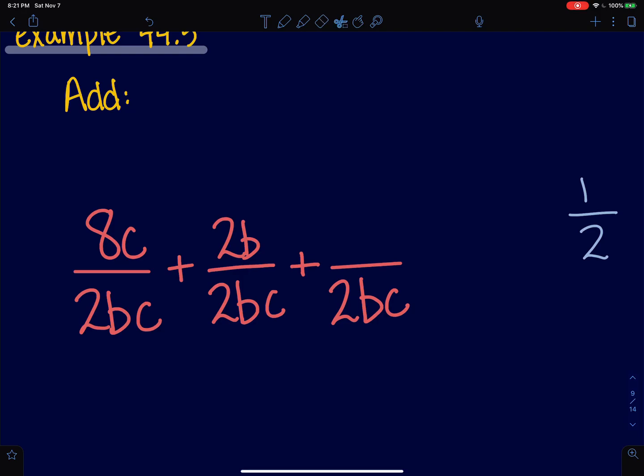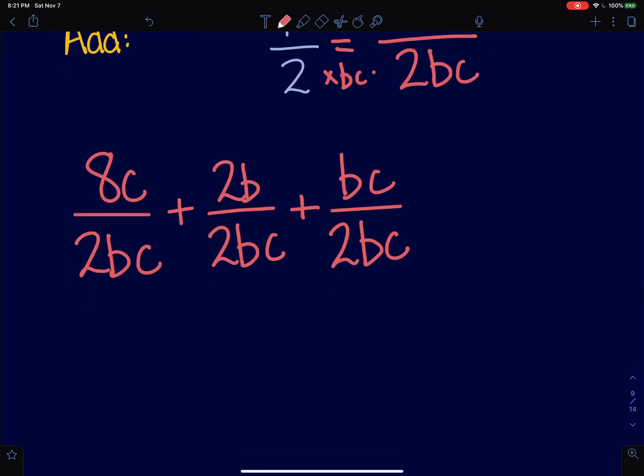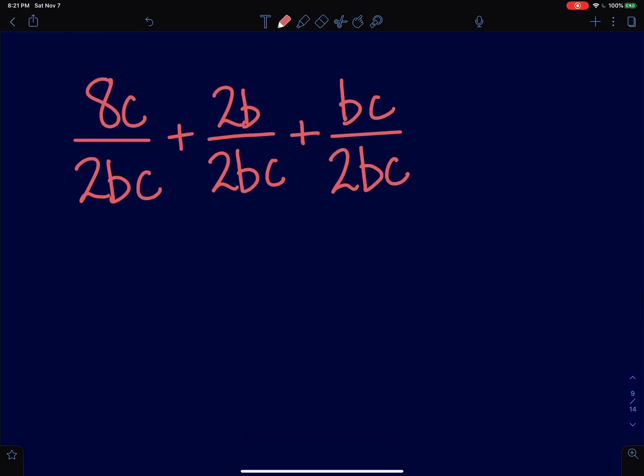Now, let's take this last fraction, 1/2. What do I have to multiply to get this to equal 2bc? Well, I had to multiply it by bc. And so the top times bc is just going to be bc. Okay, so this is my new expression that I have to add together.